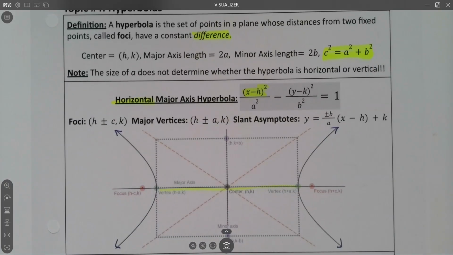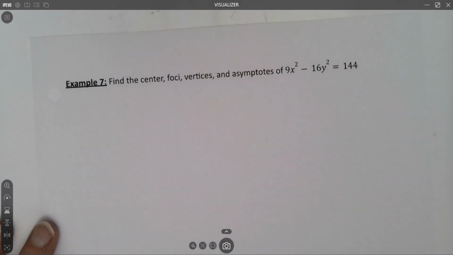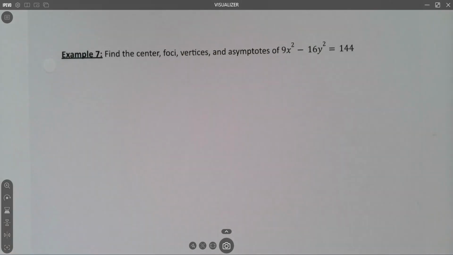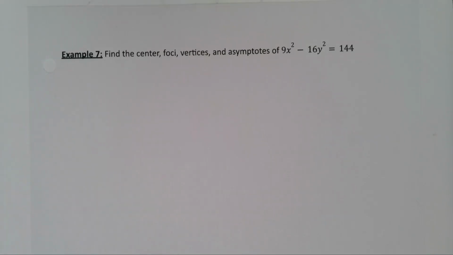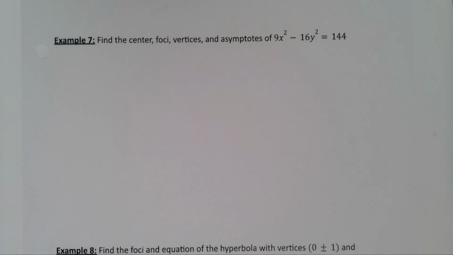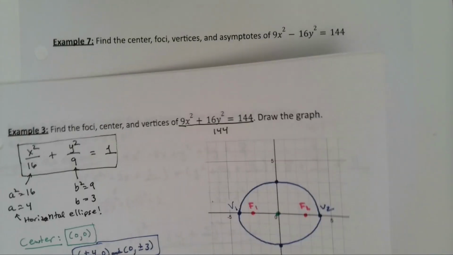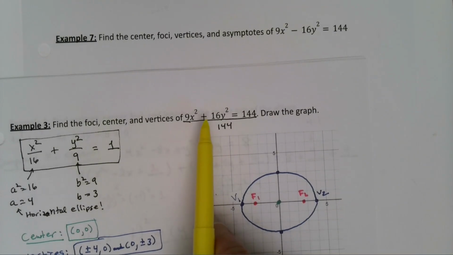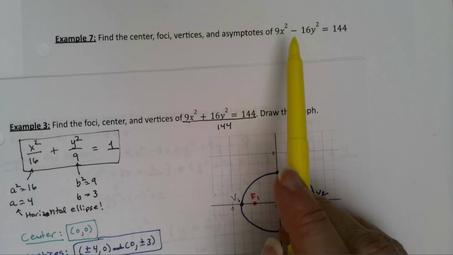All right, let's answer some questions now. We have to find the center, the foci, the vertices, and the asymptotes of 9x squared minus 16y squared equals 144. If you're thinking that sounds familiar, yes, it should, because we did a very similar problem before where it was added. Adding makes it an ellipse. Subtraction makes it a hyperbola.